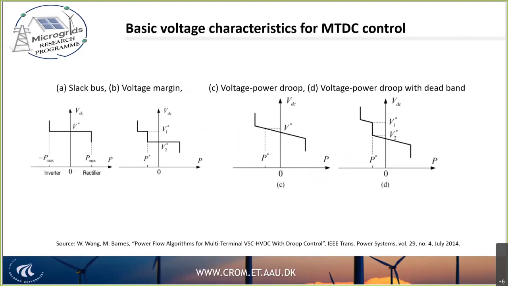In that case, you can see that sometimes we have slack buses. That means that we fix the voltage. It doesn't matter how much the power is, within some limits. Sometimes we define voltage margins. But when we want to have power sharing, we also define voltage versus power droop functions. And we could also have some dead bands. For instance, our system can work in constant power mode between some possible voltages. And then it can drop down when we decrease this voltage, power automatically goes down and vice versa, right? So this would be the droop operation mode in that case.